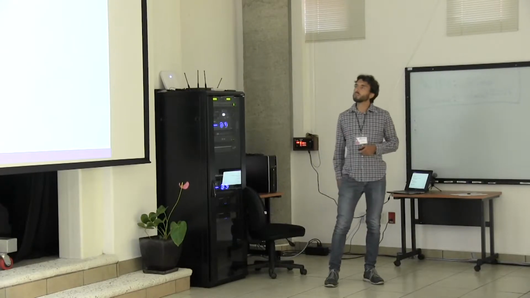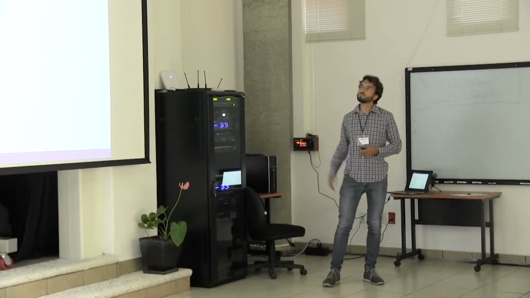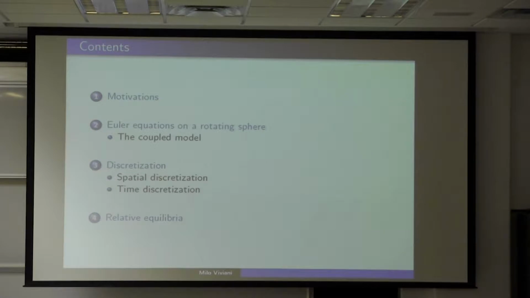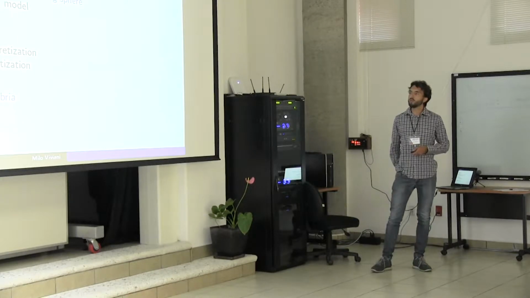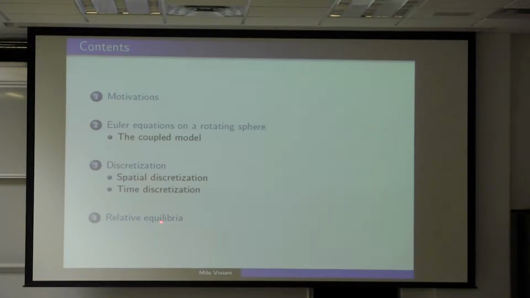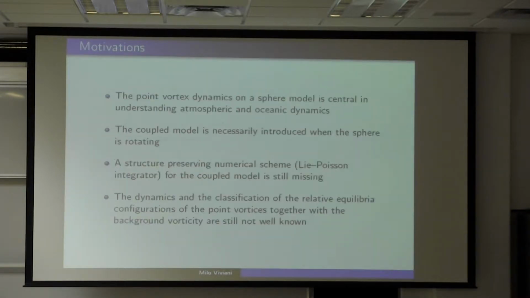I will explain why this might be an interesting research topic, and then I will present the Euler equation on a rotating sphere and the coupled model established in the literature, and then I will present my work, the discretization for applying a numerical method, and then I will end with talking about relative equilibria, and what we can say about relative equilibria when we have this coupled system of singular vorticity and smooth vorticity.